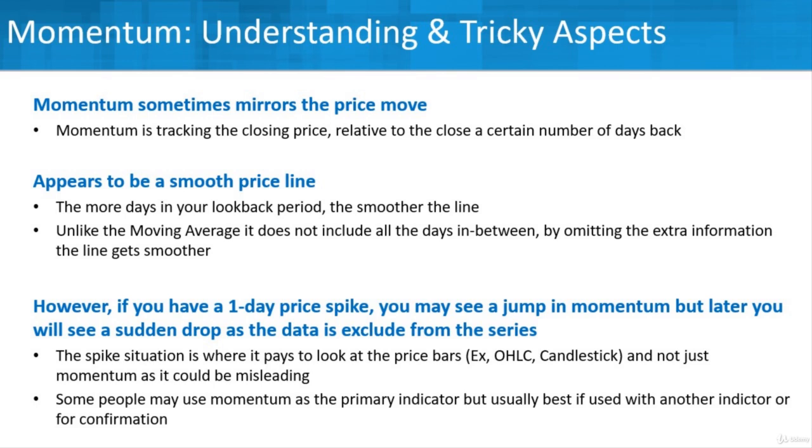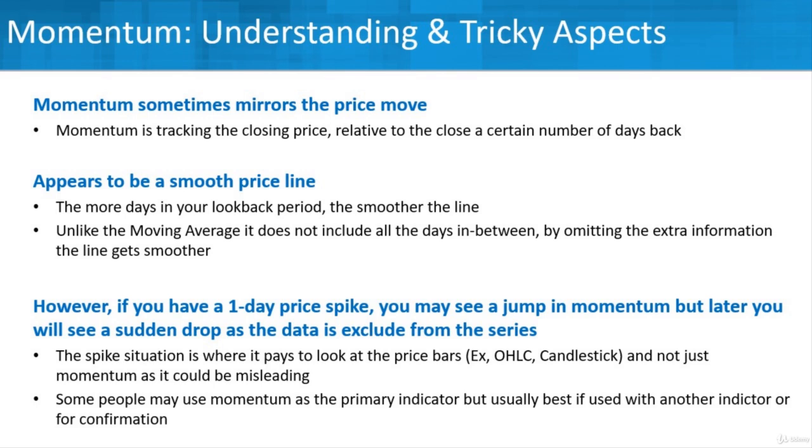If you have some real highs or lows, some outliers, that will continue to smooth things out even further. But unlike the moving average, it does not include all the days in between. By omitting that extra information, the line gets smoother. If we're looking at 10 days back, we're looking at the price on that day. If that was an outlier, it would impact your momentum. But it's not looking at the prices happening in between like a moving average would.